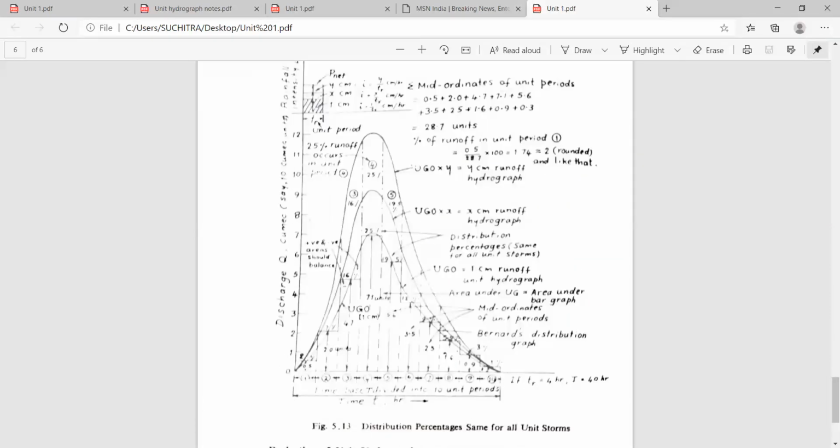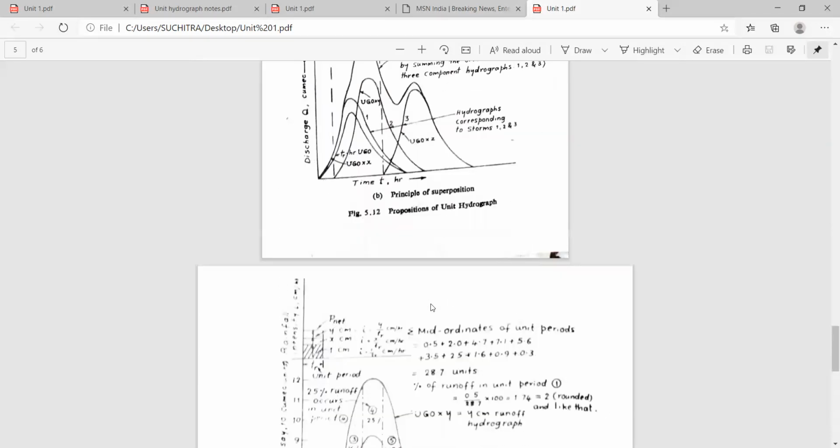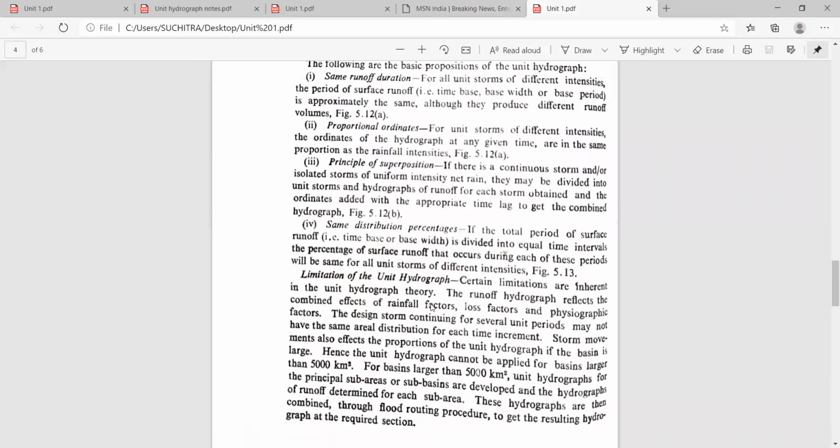Now you can see here the distribution percentage is the same for all unit storms. Here you have 3 unit storms, and these are the corresponding unit hydrographs which have resulted from them. The percentage of rainfall at any given time interval will be in proportion to its intensity of rainfall. So these are the 3 assumptions that have been made in the derivation of the unit hydrograph.